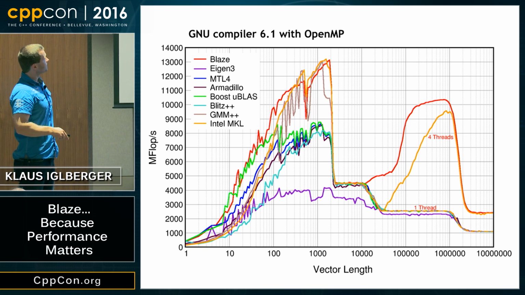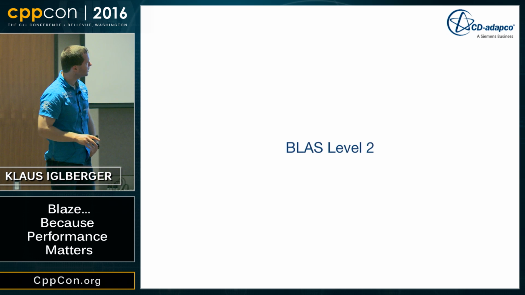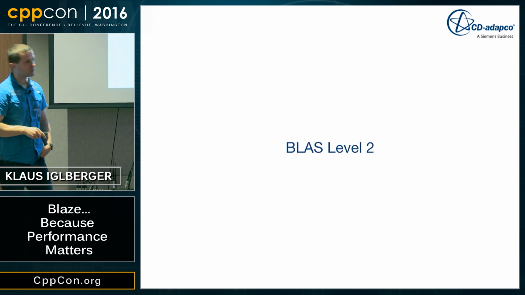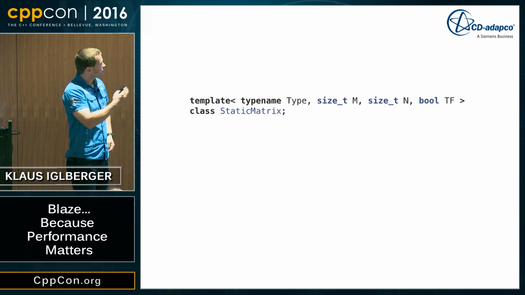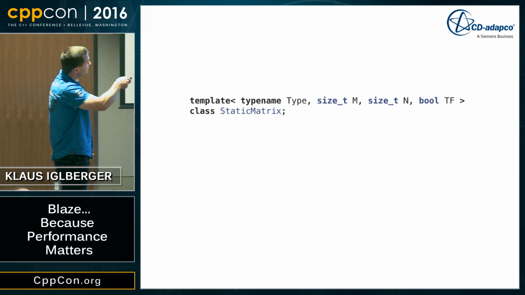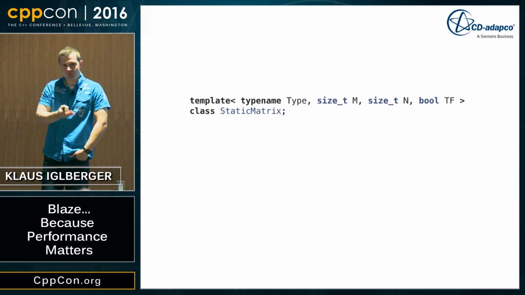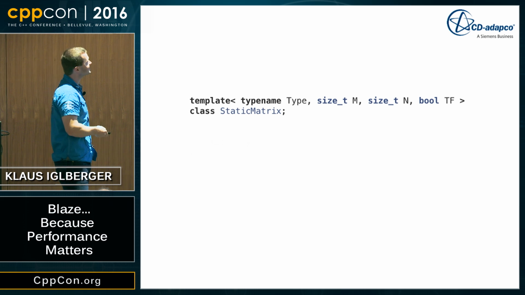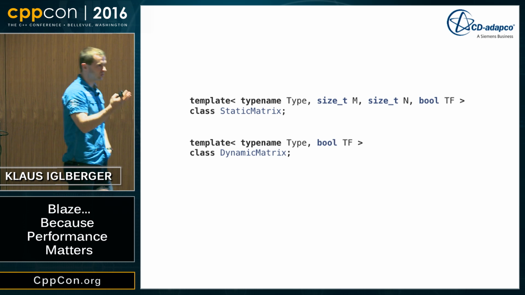All right. So BLAS level 1, check, works well. BLAS level 2, this means that we also have some matrices. And quite for symmetry reasons, there's a static matrix. You pass it a number of rows and a number of columns at compile time, and this will be the size of this matrix until its end. The dynamic matrix doesn't take compile time arguments, but of course runtime arguments.